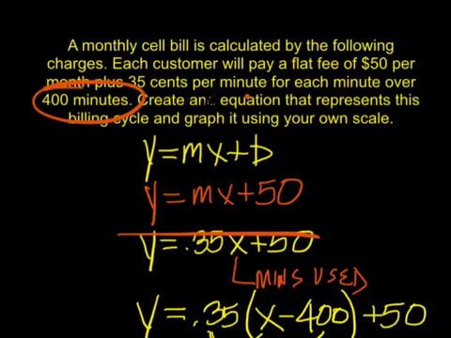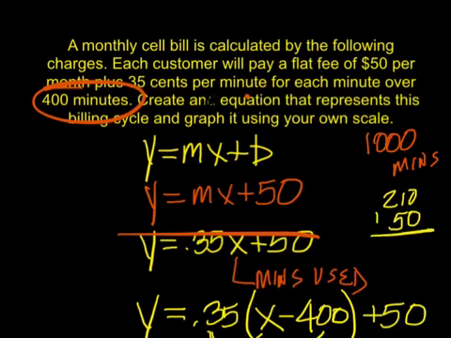Okay, let's make sure it actually works. Let's go back up here, and I'm just going to pick something out. I have used 1,000 minutes in 1 month. How far over did I go? 600. So what's 600 times 0.35? $210 plus my monthly fee. So my bill should be $260 if I used 1,000 minutes. Let's go down here and check that.